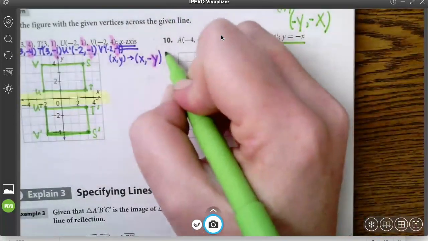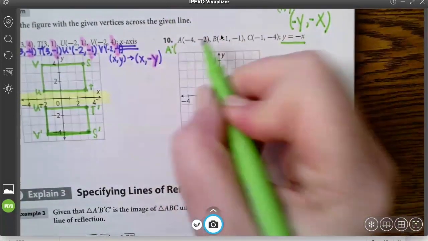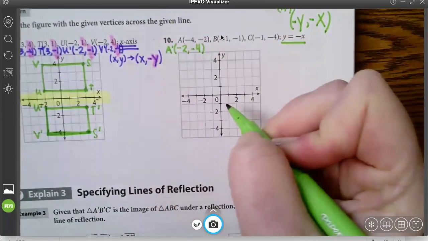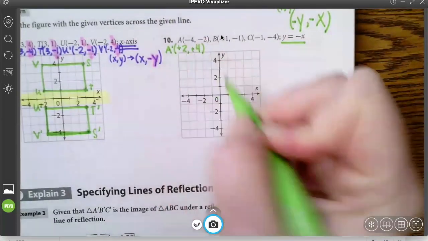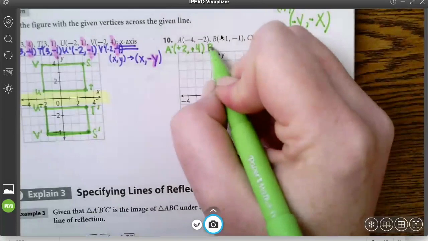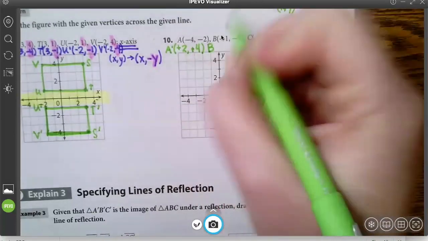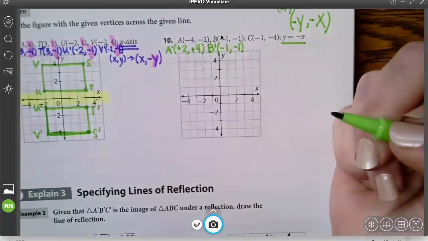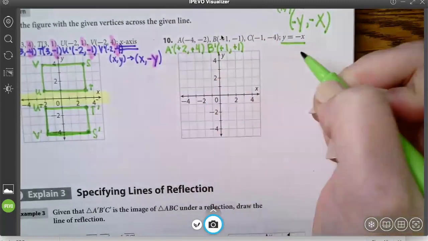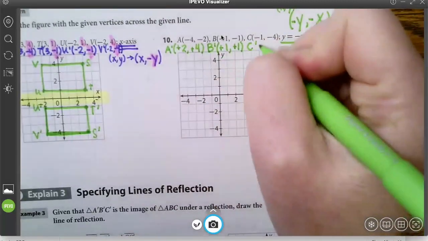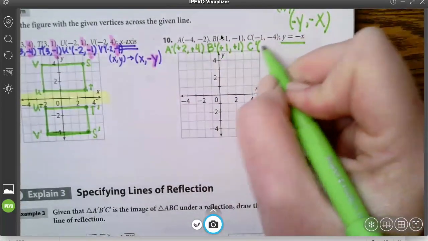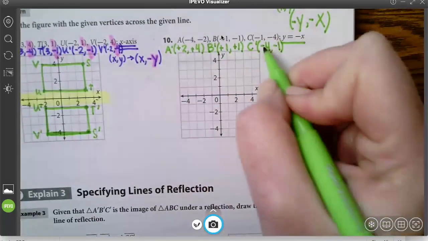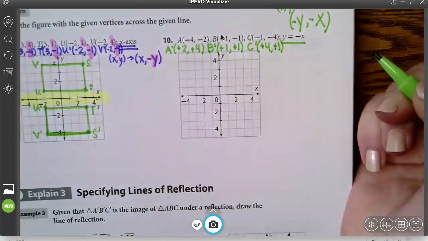So from A to A prime, if we change the order, we're going to have -2, -4. If we change the signs, these are both now positive. For B, this is -1, -1. So we switch the order. Still looks the same though. And then we change the signs. The negatives both become positives. Lastly, C prime, we change the order. So -4 comes to the front, -1 goes to the back, and we change the sign. So negatives become positive and positives would become negative if we had any.